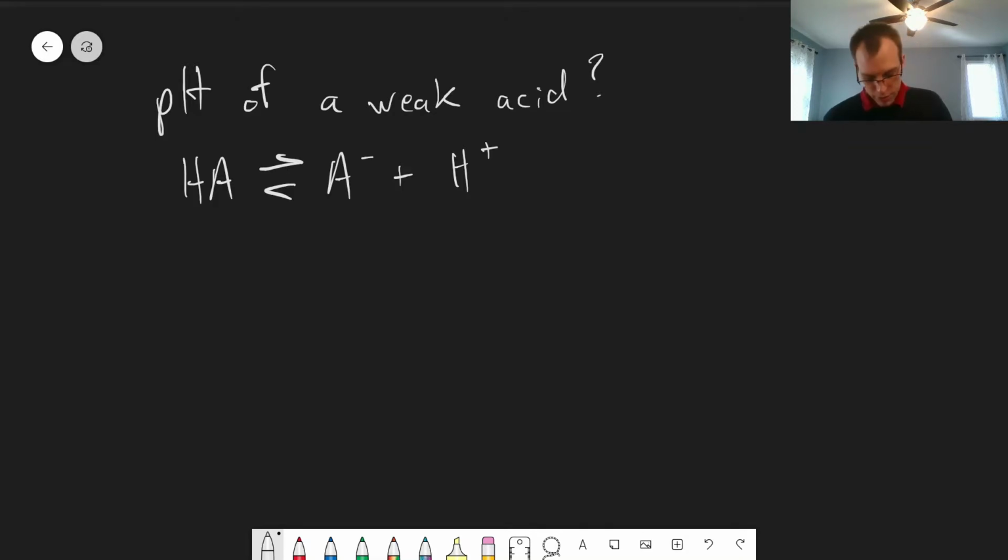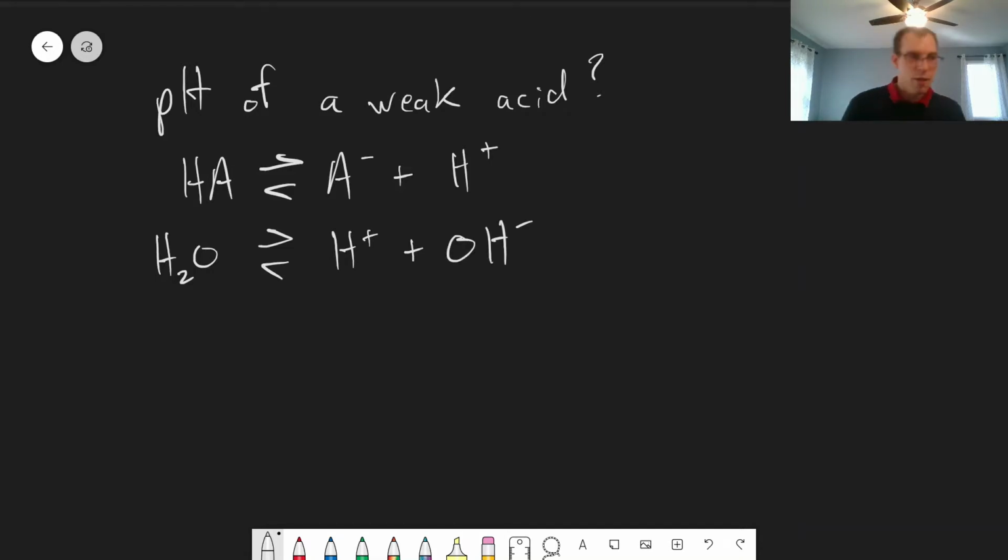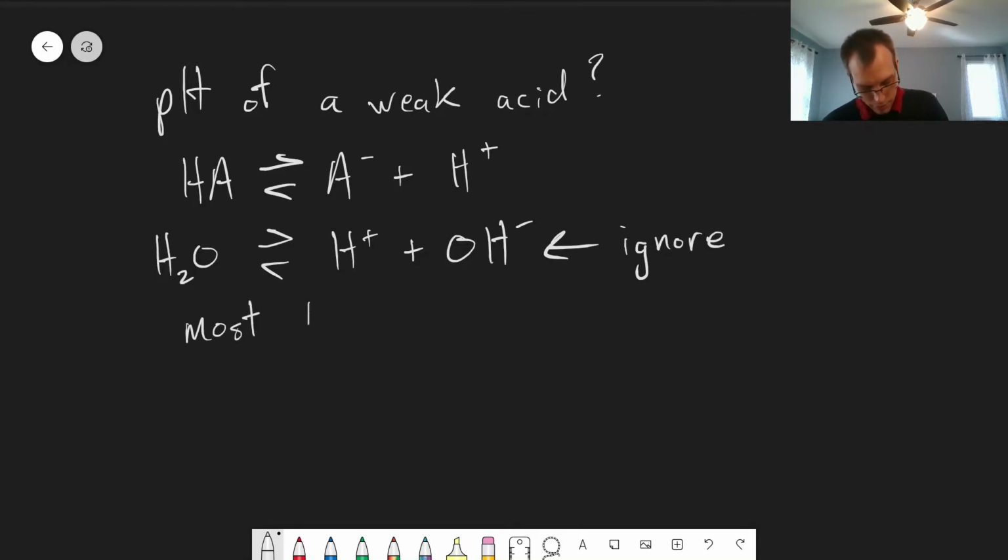And similar to what we looked at the beginning of the chapter, there is a second equilibrium we need to worry about, which is the dissociation of water, the autoprotolysis. But we can make a simplifying assumption here. We can ignore this equilibrium and say that most of the H plus, and more than most, let me rephrase that, all the H plus will come from the weak acid.